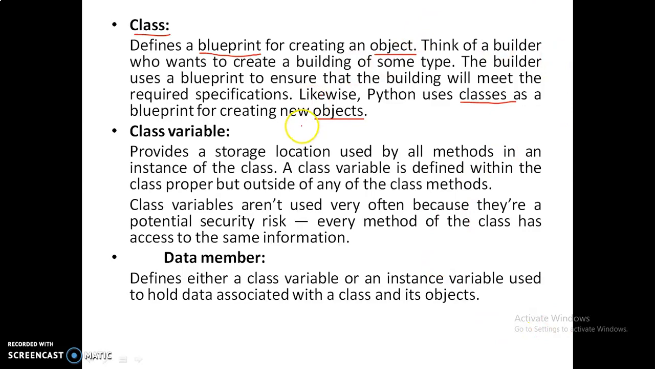Next is the data member. A data member can also be called a class variable. Class variable and data member are similar. Generally we call functions member functions and variables data members. The data member may be a class variable or may be an instance variable. For the time being, just remember that a data member is nothing but a class variable, that is, the variable defined within the class to hold the class data.